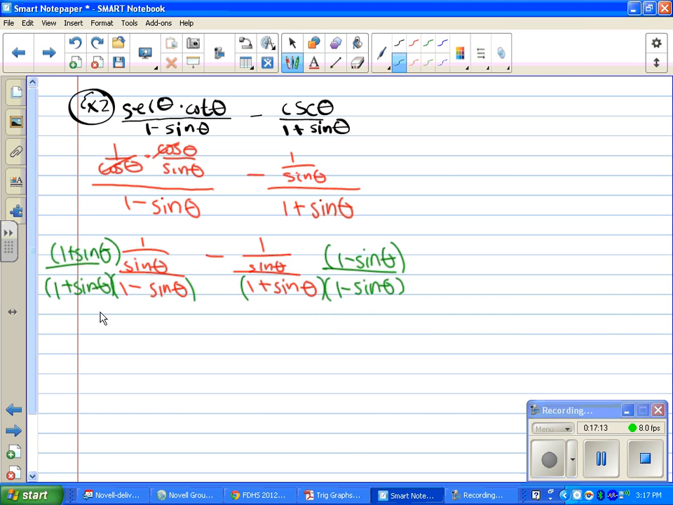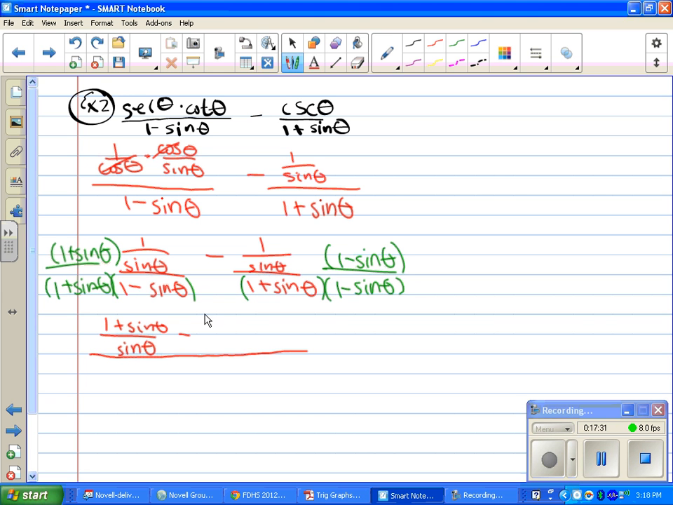So now when I multiply these together over here, I'm going to have 1 plus the sine of theta over sine of theta. That's just in the numerator. And I'm going to be subtracting 1 minus the sine of theta times 1 over the sine of theta. It's going to look like that. Now they have the common denominator of 1 plus the sine of theta times 1 minus the sine of theta.